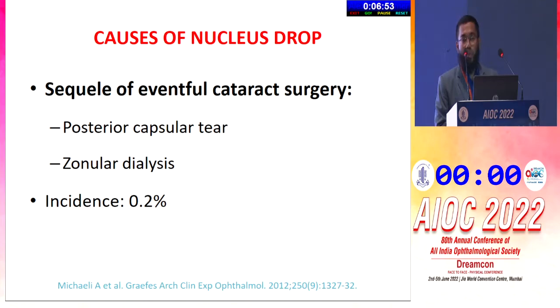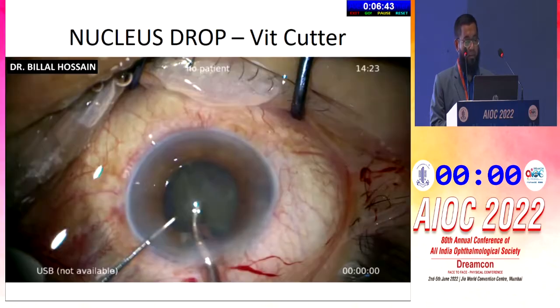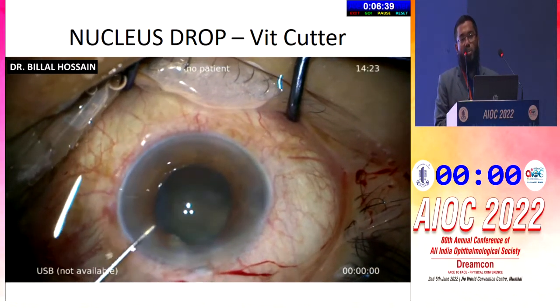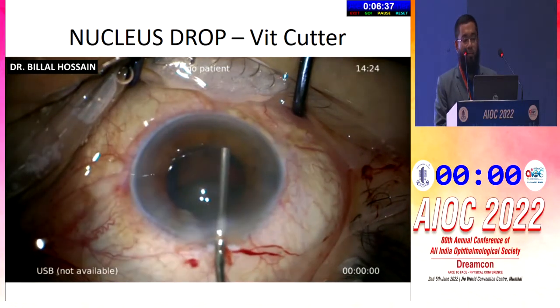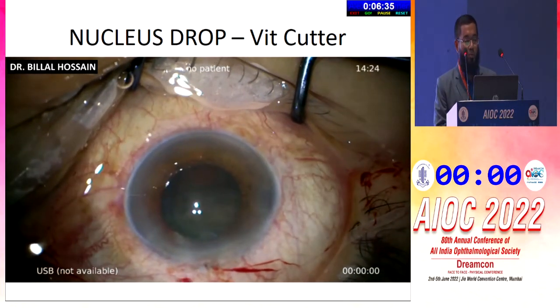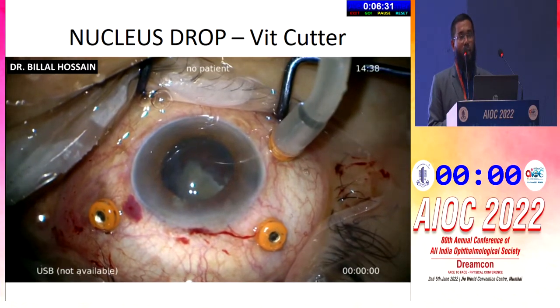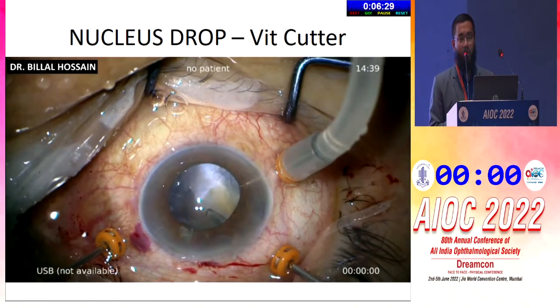Such kind of nucleus drop is not uncommon, though unexpected, and it may be the sequelae of eventful cataract surgery due to posterior capsular tear or zonular lysis or trauma. In this case, the nucleus drop was detected a bit later. So this case was managed by anterior vitrectomy, followed by cleaning of the cortical matter from the capsular bag for better visualization.